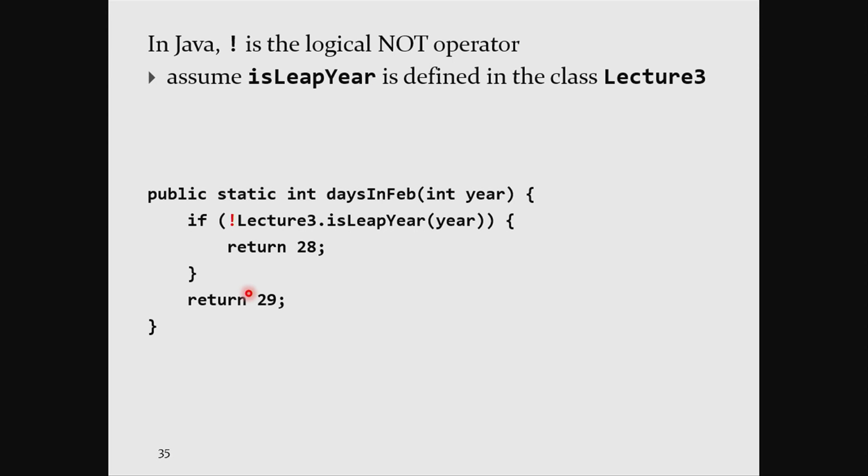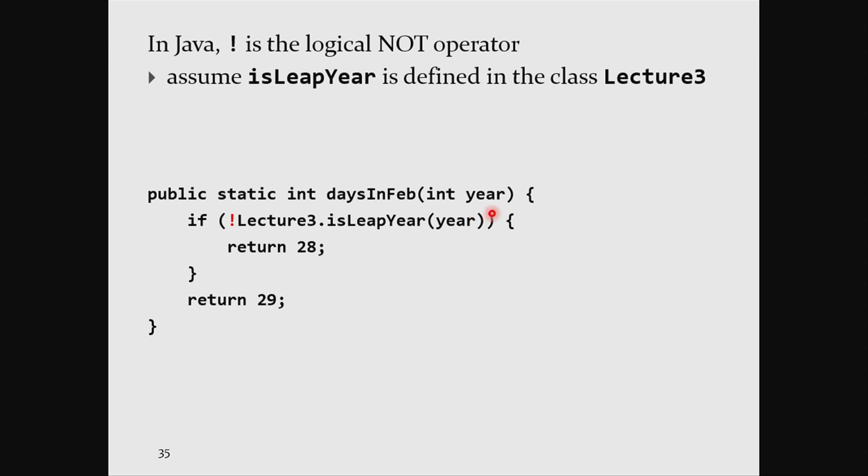One more thing. There's one more logical operator in Java, and that's not. In Python, the operator is the word not. In Java, the operator is the exclamation mark. So if isLeapYear is defined in the class Lecture3, then I can write this sort of method here. This is a method that returns the number of days in February given some year.